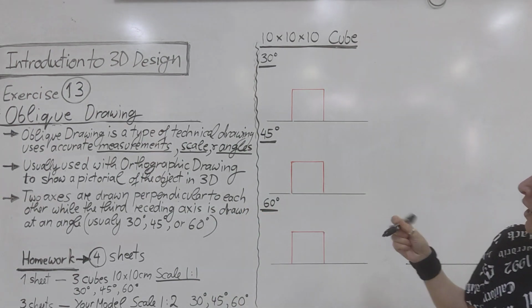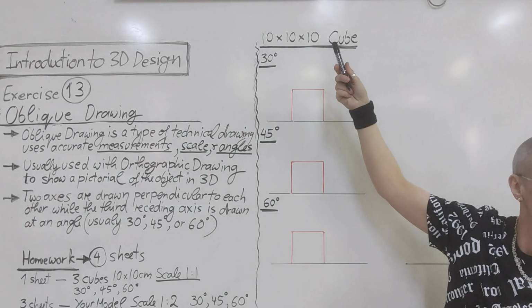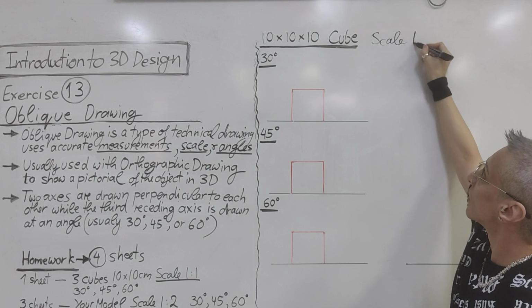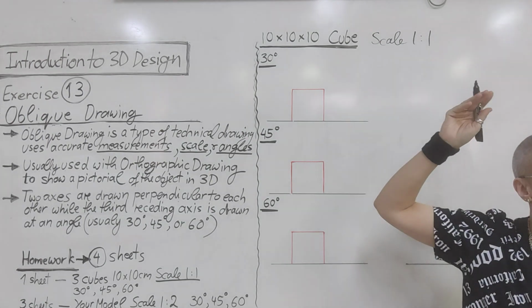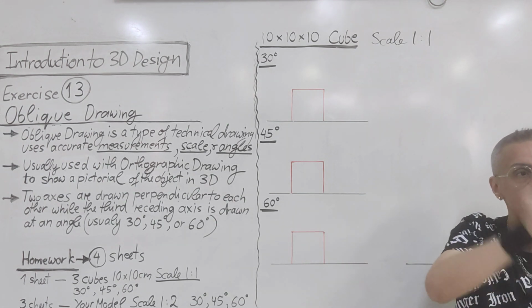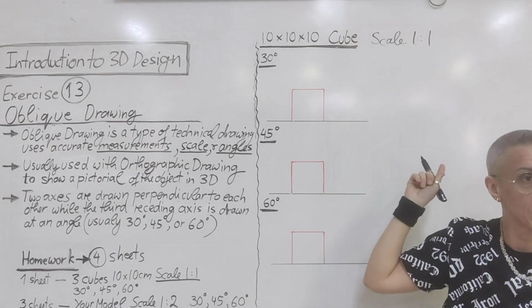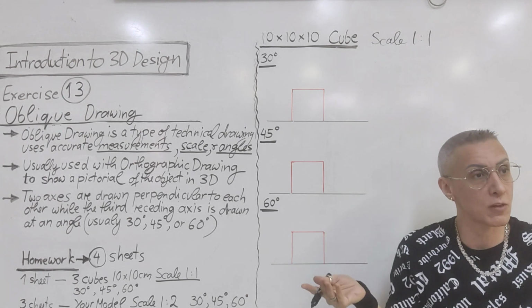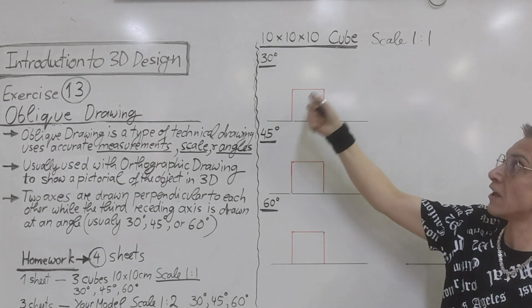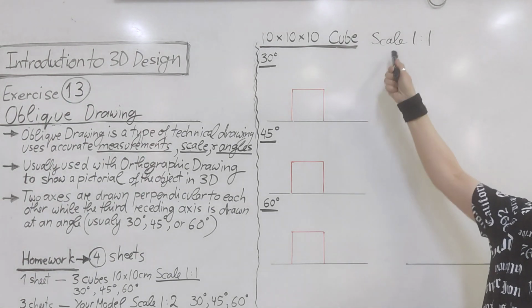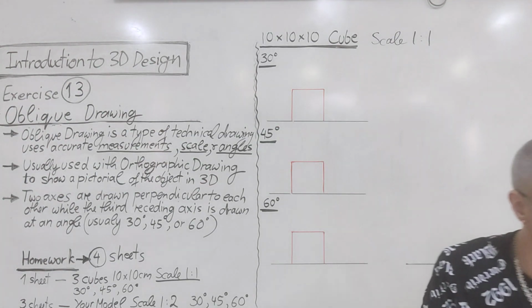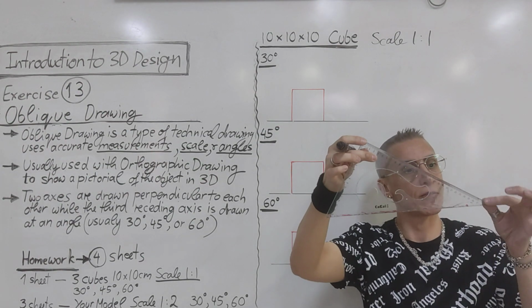So if I ask, okay, draw me a cube 10 by 10 by 10 centimeter, scale 1 to 1, what is scale 1 to 1? It means the real scale. So if it's a 10 centimeter cube, you draw it on the paper 10. We explained scale last class. If I have scale 1 to 2, it means half. 1 to 5 means 10 divided by 5, and so on, okay? But we need it scale 1 to 1. This is at a 30 degree. So we will take the ruler which has the 30 degree.